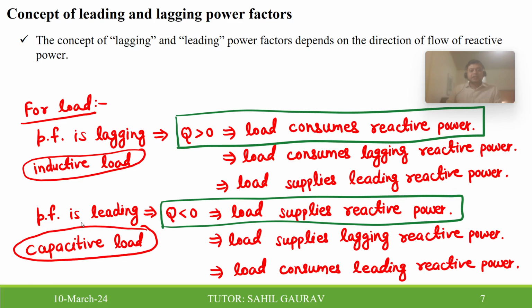And now if the power factor is leading, that means Q is negative. That denotes the load is of capacitive nature, and that means the load supplies reactive power, and simply reactive power is written. That means the load supplies lagging reactive power. And now just reversing supply with consumption, you also have to reverse lagging to leading. So that means the load consumes leading reactive power.